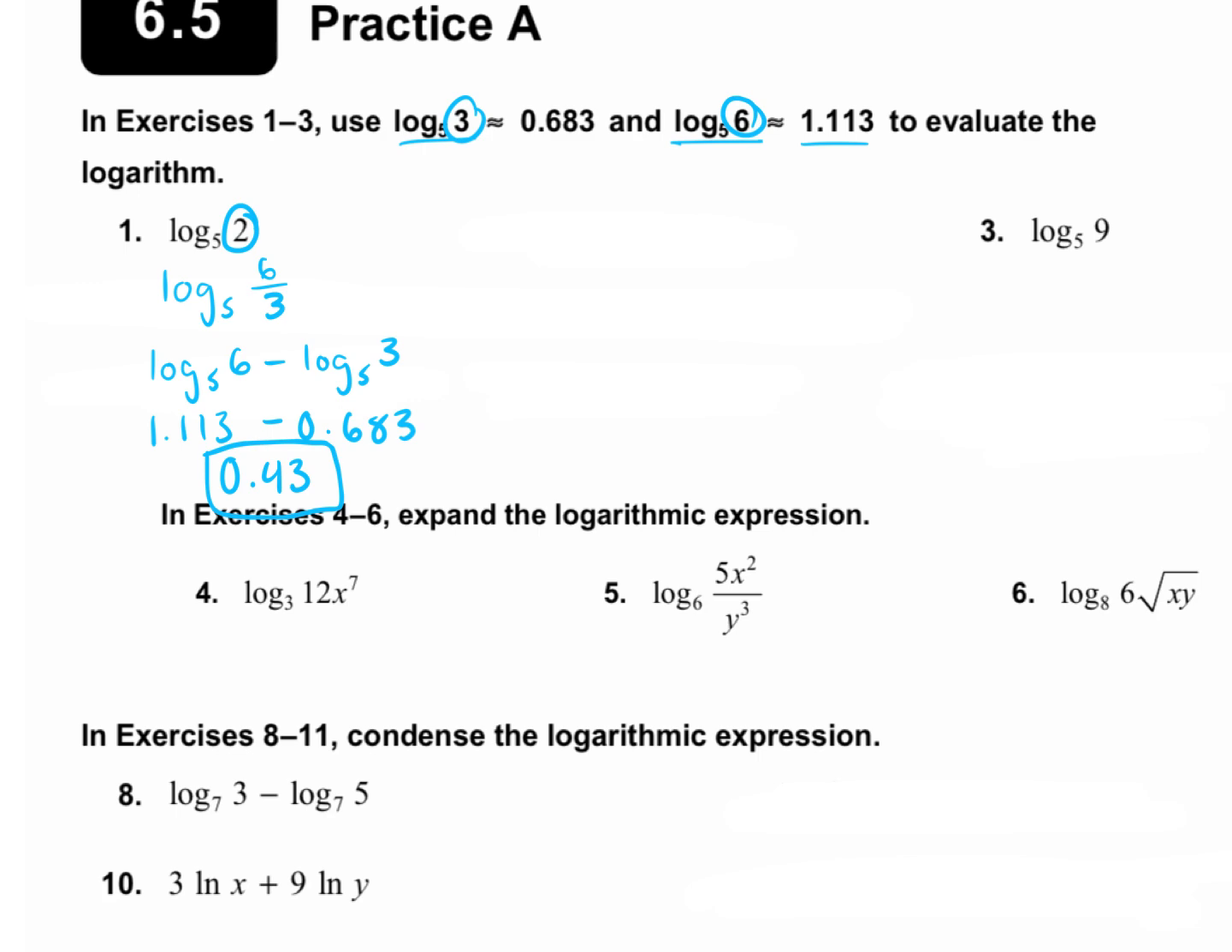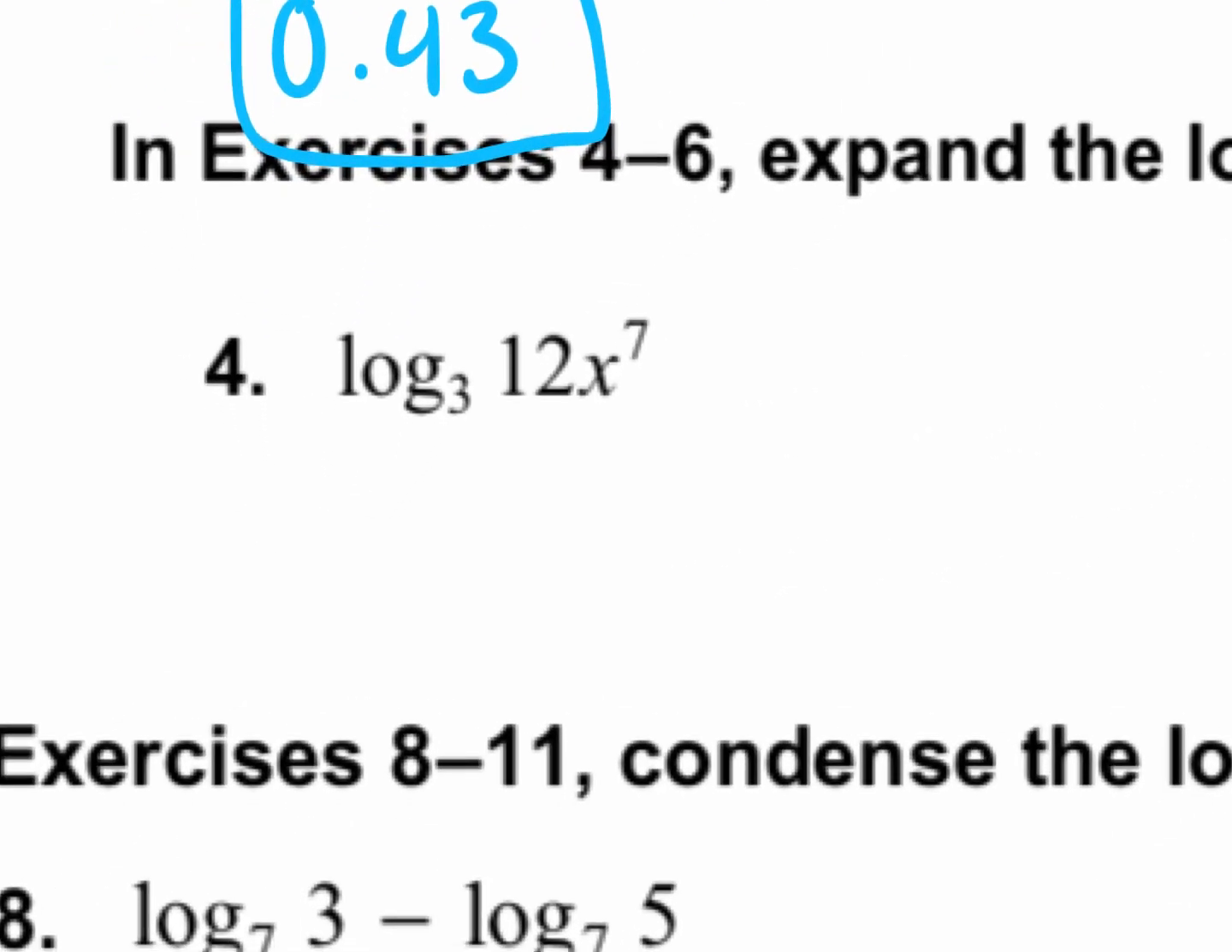All right, let's look at number 4. So here we're expanding the logarithm. What's happening between the 12 and the x to the 7th power? Multiplication. So if I were to expand this, what goes with multiplication? Addition. So I start with log base 3 of 12 plus what? Log base 3 of x to the 7th. So every time we split it up, each one needs its own log.